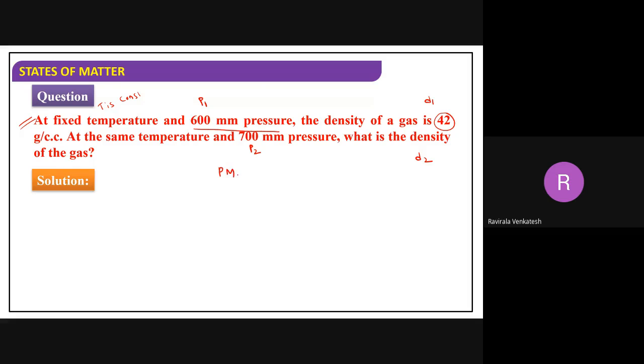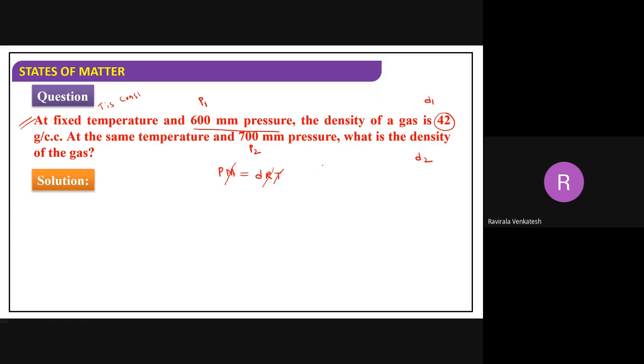Yesterday I told you PM is equal to DRT formula. Okay. Now, same gas or not? In the problem, is the gas same or different? Read the problem. Same gas. That M is constant. M is nothing but molar mass, constant. R is the gas constant. Temperature constant or not? Yes, sir.